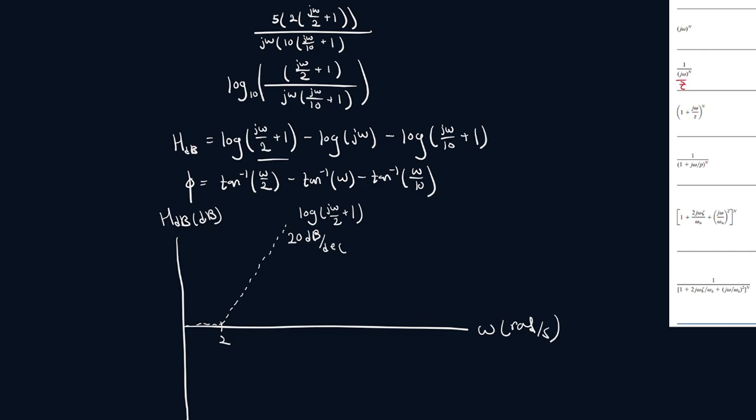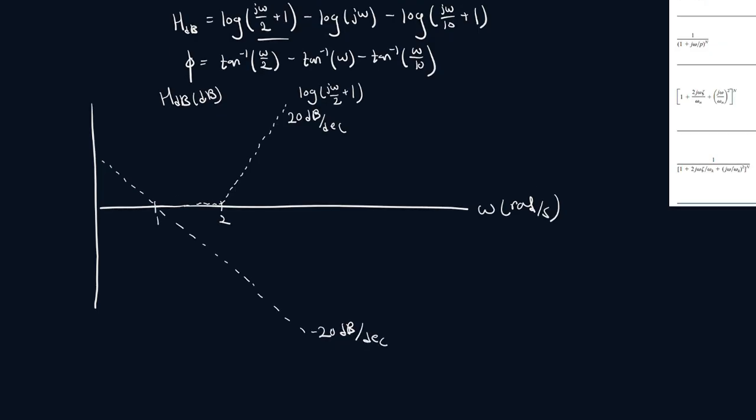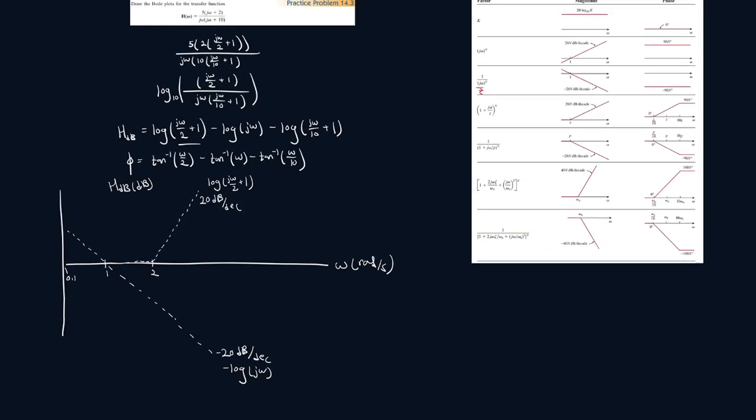So at this region, I'm going to extend this. Hold on. There we go. So I'll have this to be 1. And we have the following. So this is minus 20 decibels per decade, and it's represented by minus log jw. Oh yeah, and this starts at 0.1, not 0. It can start at 0.001, but not 0, because log of 0 is undefined. Okay, so that's the next part down.